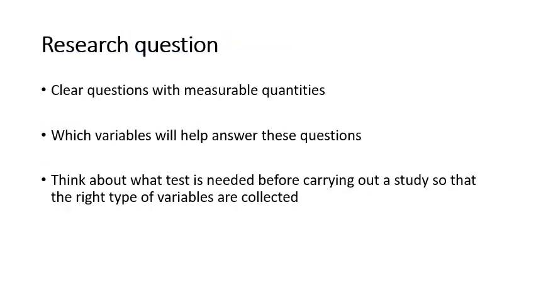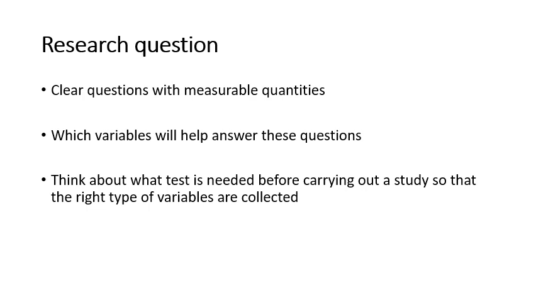In looking at the research question, we have to be clear on the type of questions and what the measurable quantities are. That is why some others would write the verifiable characteristics, and which values of variables will help answer these questions. So that's one thing: what type of variables will answer these research questions.